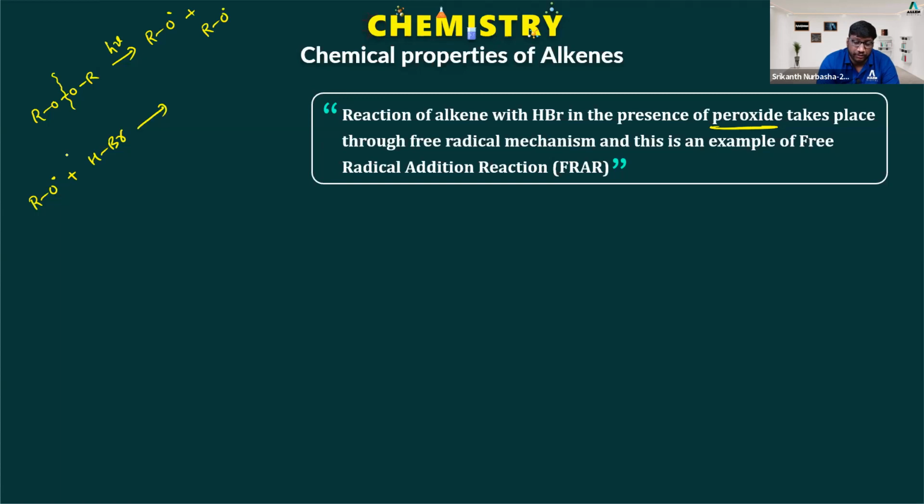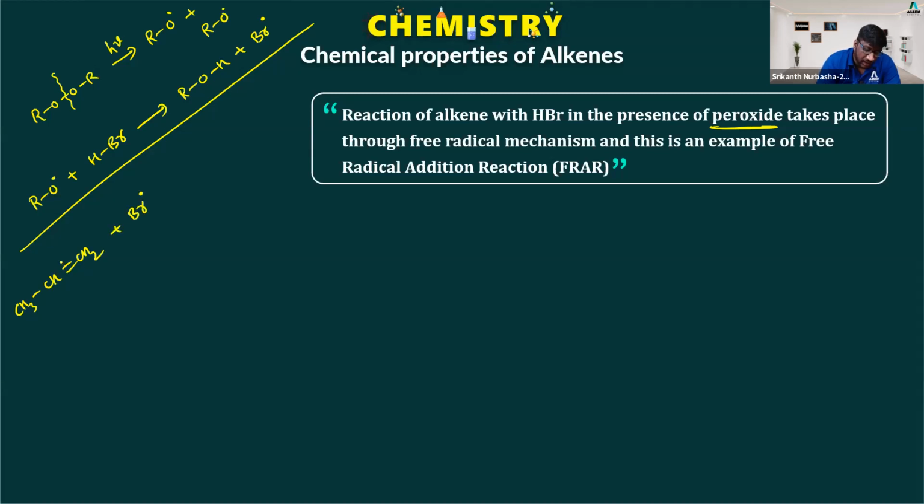Now abstraction of H dot from this will generate ROH plus Br dot. This is the general mechanistic approach. The Br dot which is formed will now react with the alkene system. Let us take an alkene CH3 CH double bond CH2 treated with Br dot.